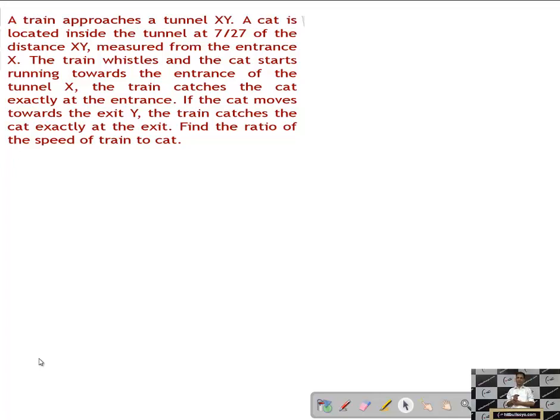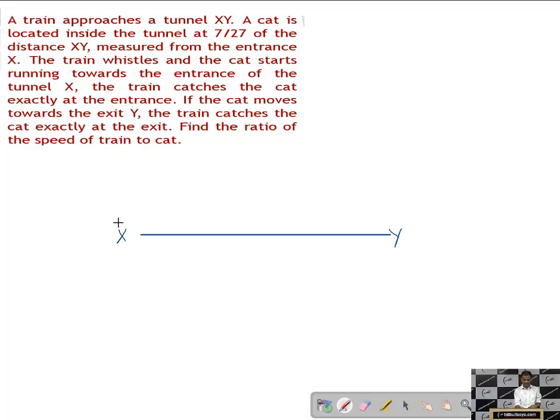Again, I will tell you the basic concept of the relation between time, speed and distance, which you are aware of, but try to apply that concept in an exam. A train approaches a tunnel XY. Now I'm writing here, this is tunnel XY.